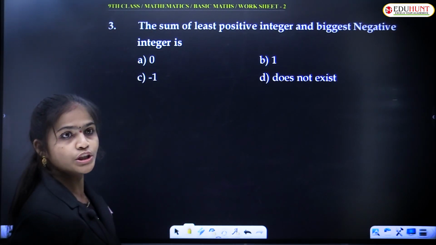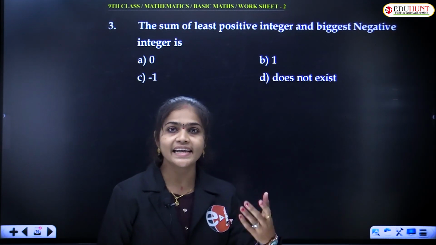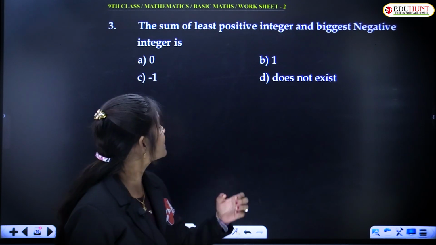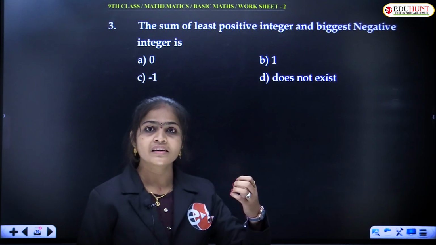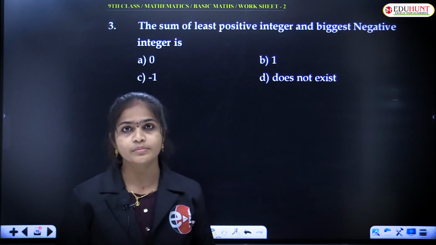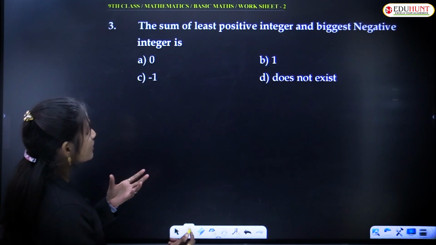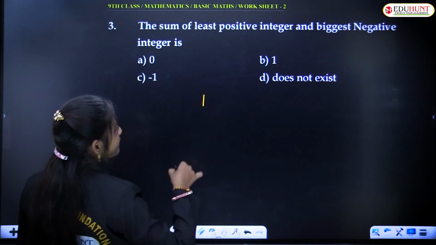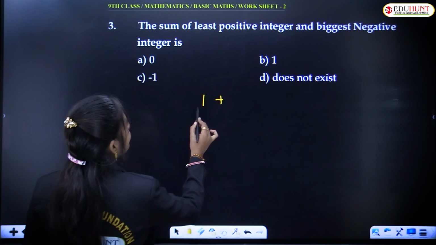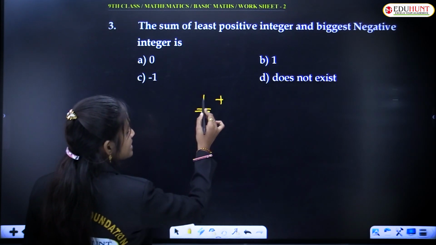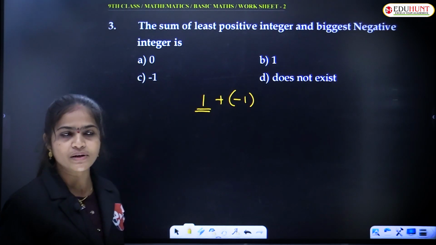So see the third question. The sum of the least positive integer and the biggest negative integer. So children, what is the least positive integer? Least positive integer means the smallest natural number. Positive integers means natural numbers only, no? So the least positive integer is 1 only. And the biggest negative integer is nothing but minus 1 only.